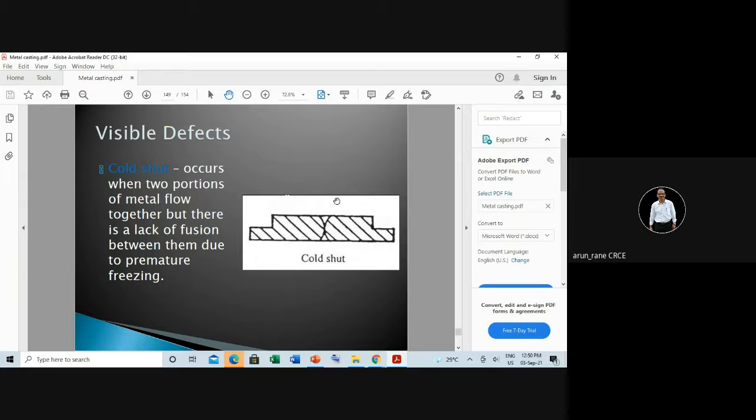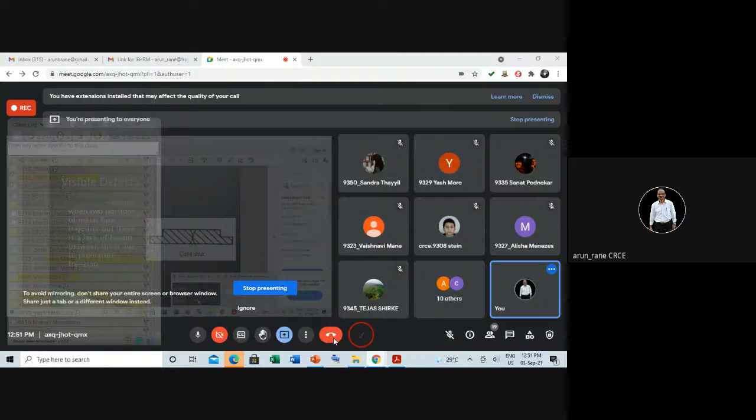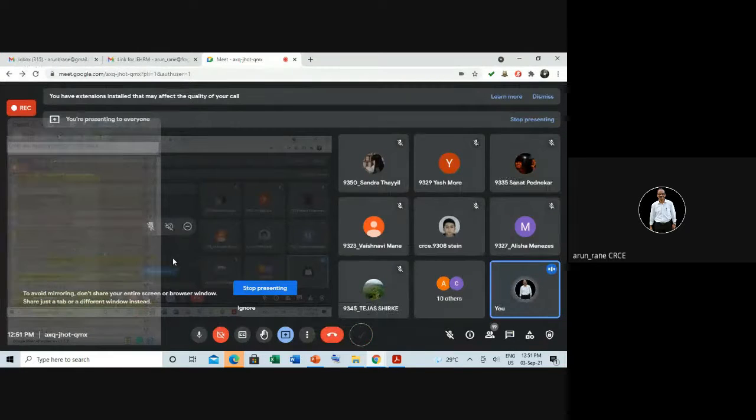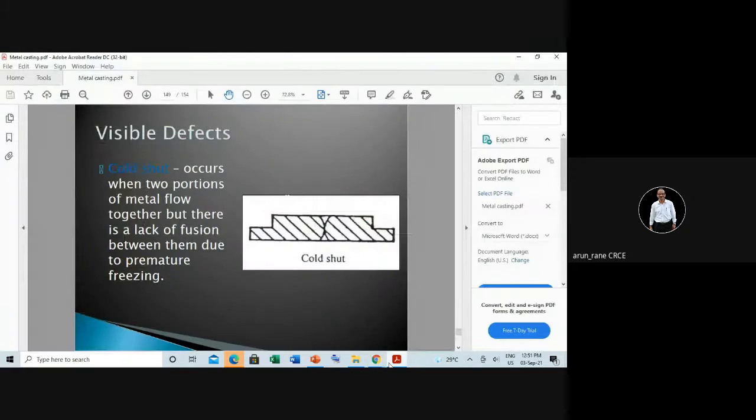So that's why fluidity is very important. Not only fluidity, even the location of the gate is also important. And the software will give you where to locate the gate, what should be the size of the gate, what should be the position of the gate, how many gates are required.